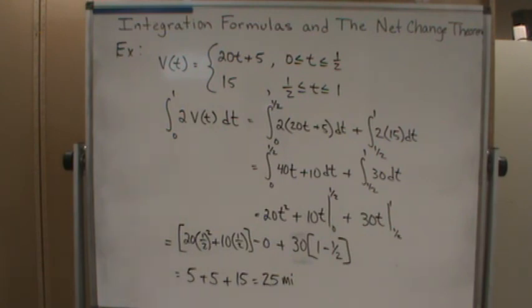So again, assuming he's going in a straight line away from his starting position, after 1 hour, he ends up at 25 miles away from his starting point.